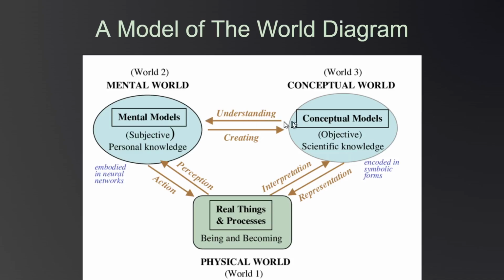So understanding is when you have a conceptual model tell you how the mental model works. You have perception and action. The perception is your afferent nerves and your action is your efferent nerves. And if you ever wanted to figure out what the difference between afferent and efferent nerves is, afferent are sensory.